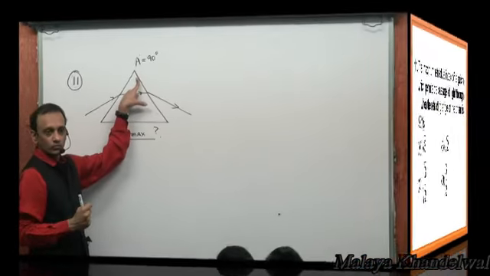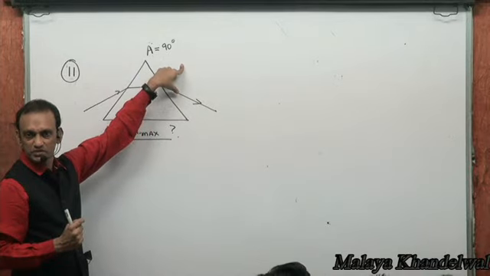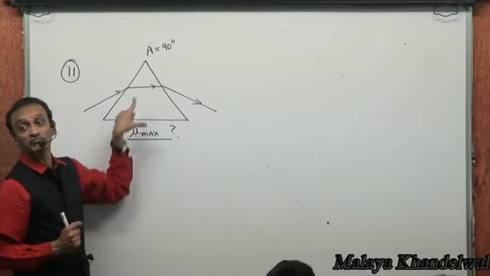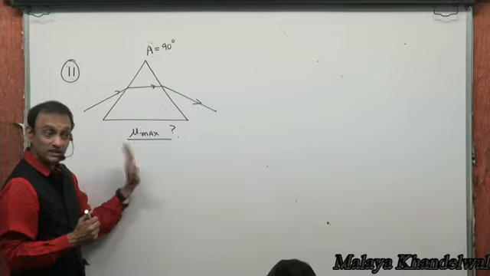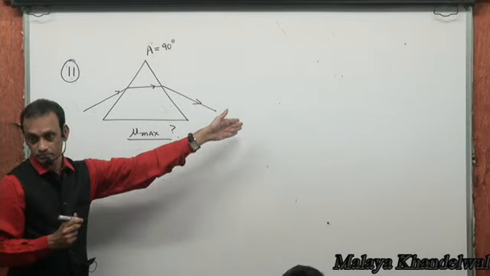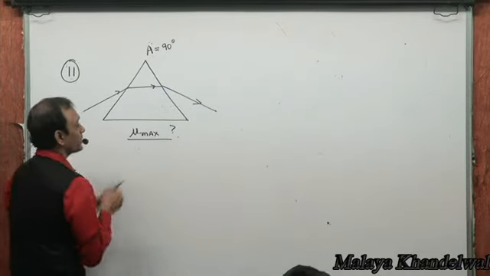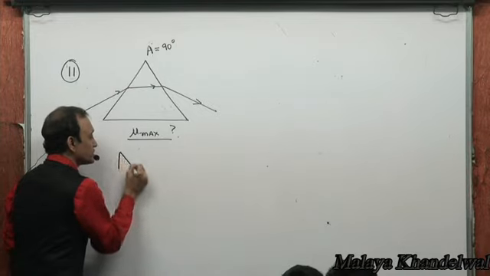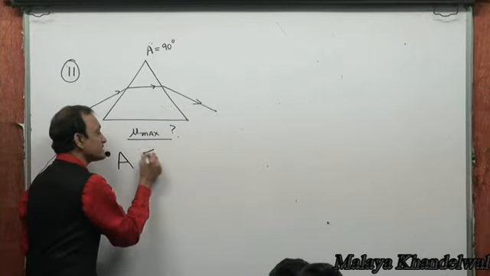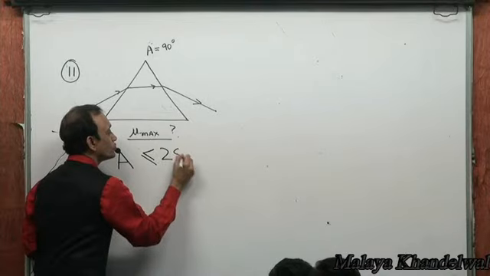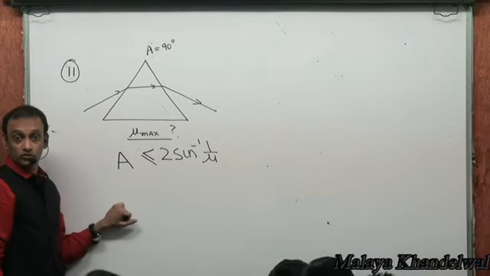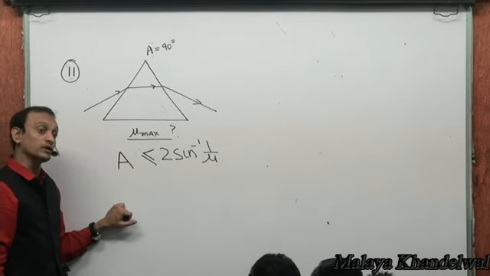So there is a prism with angle 90 degrees, and we want to find the maximum value of the refractive index of the prism, mu max, for which rays of light will be able to emerge from the prism. Now very clearly, the result that you want to know is there is a limit on A, so that rays of light could emerge from the prism: as long as A is less than or equal to 2 sine inverse 1 by mu.